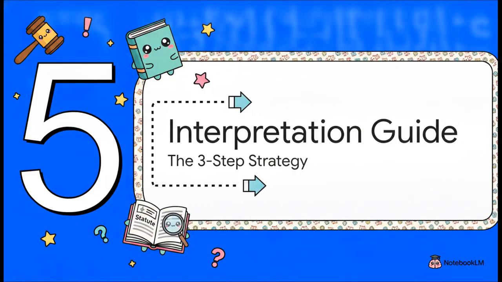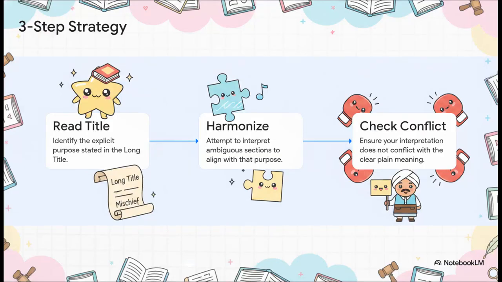Section 5, Your Practical Interpretation Guide, the 3-Step Strategy. So, when you are tasked with interpreting a vague or complex section of a statute, you can simply follow this 3-step strategy. Step 1, read the long title. Identify the explicit purpose and the exact mischief the lawmakers wanted to fix. Treat it as your North Star.